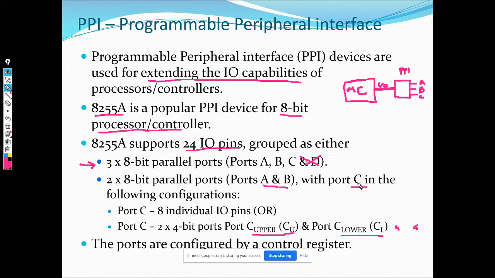Clear? So basically this 8255, the 24 pins control the ports A, B, and C. Each of A, B, and C is 8-bit. It has 8 pins, so the first 8 pins will be treated as one port for A, and then the other will be for B. But for C, it can be treated as either an 8-bit port similar to A and B, or it can be all 1-bit pins, or it can be 2 4-bit ports. Okay, any questions?